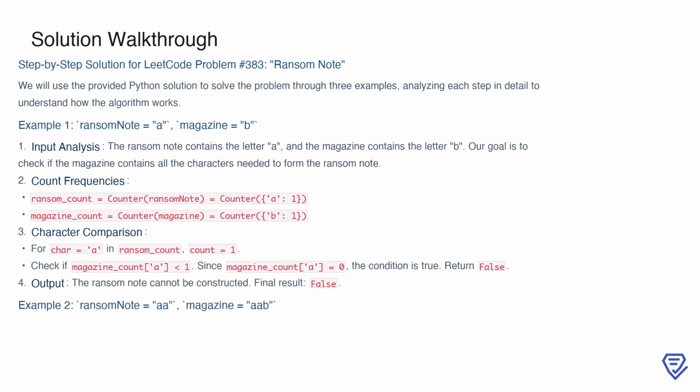Next, we compare the counts. The ransom note requires 1 A, but the magazine has 0 A's. Since the magazine does not have enough of this character, we can immediately conclude that the ransom note cannot be constructed. The output for this example is false.